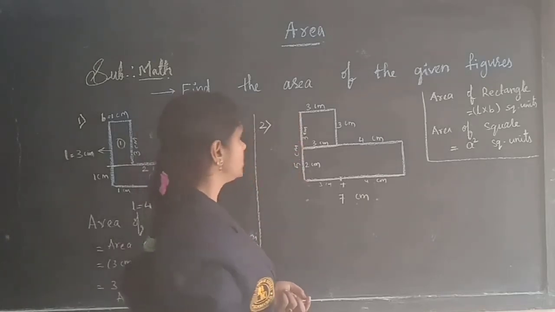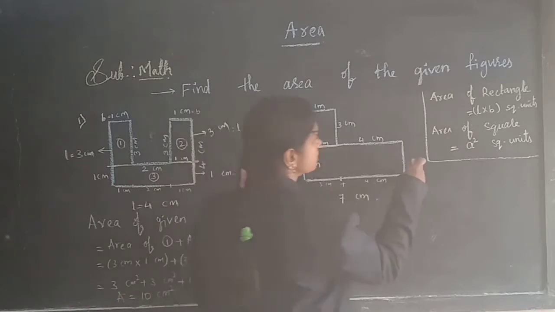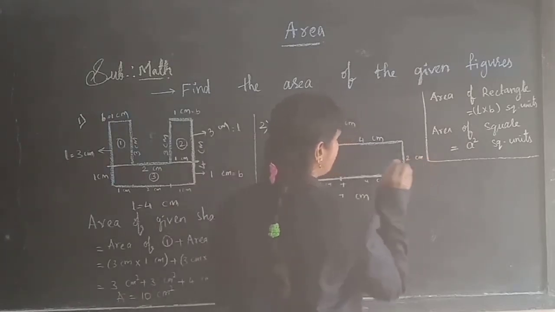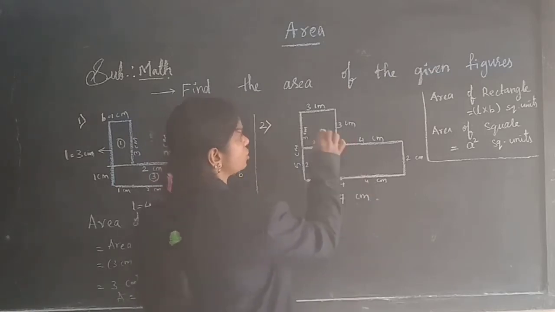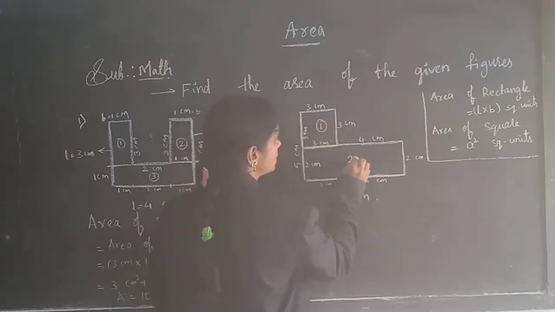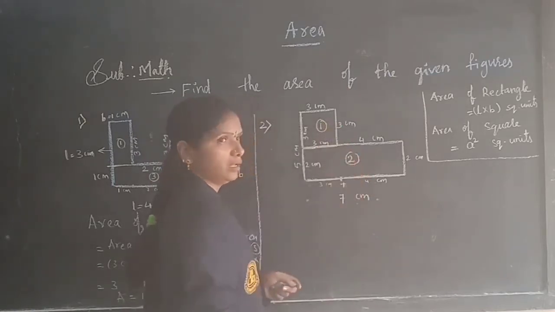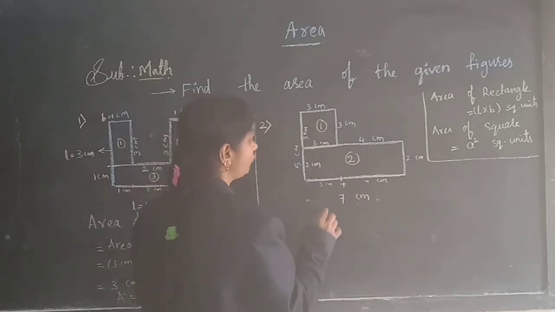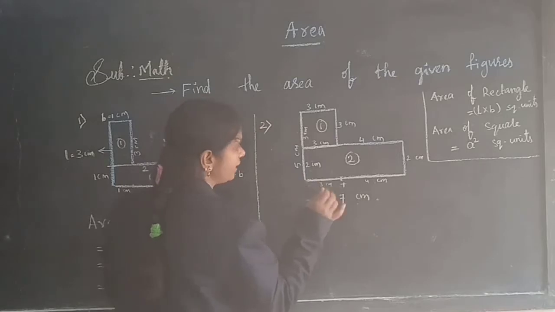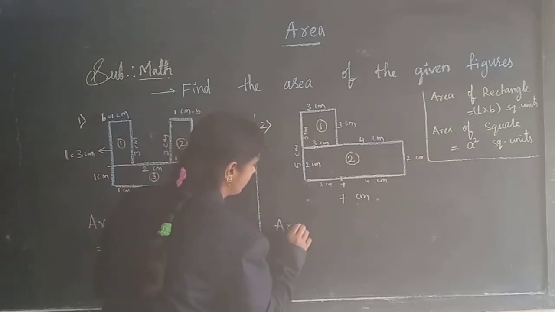Now, if here it is 2 centimeters, then the opposite side will automatically be 2 centimeters too. The given shape is a combination of 2 parts, a square and a rectangle. Okay, now I am finding the area of the given shape.